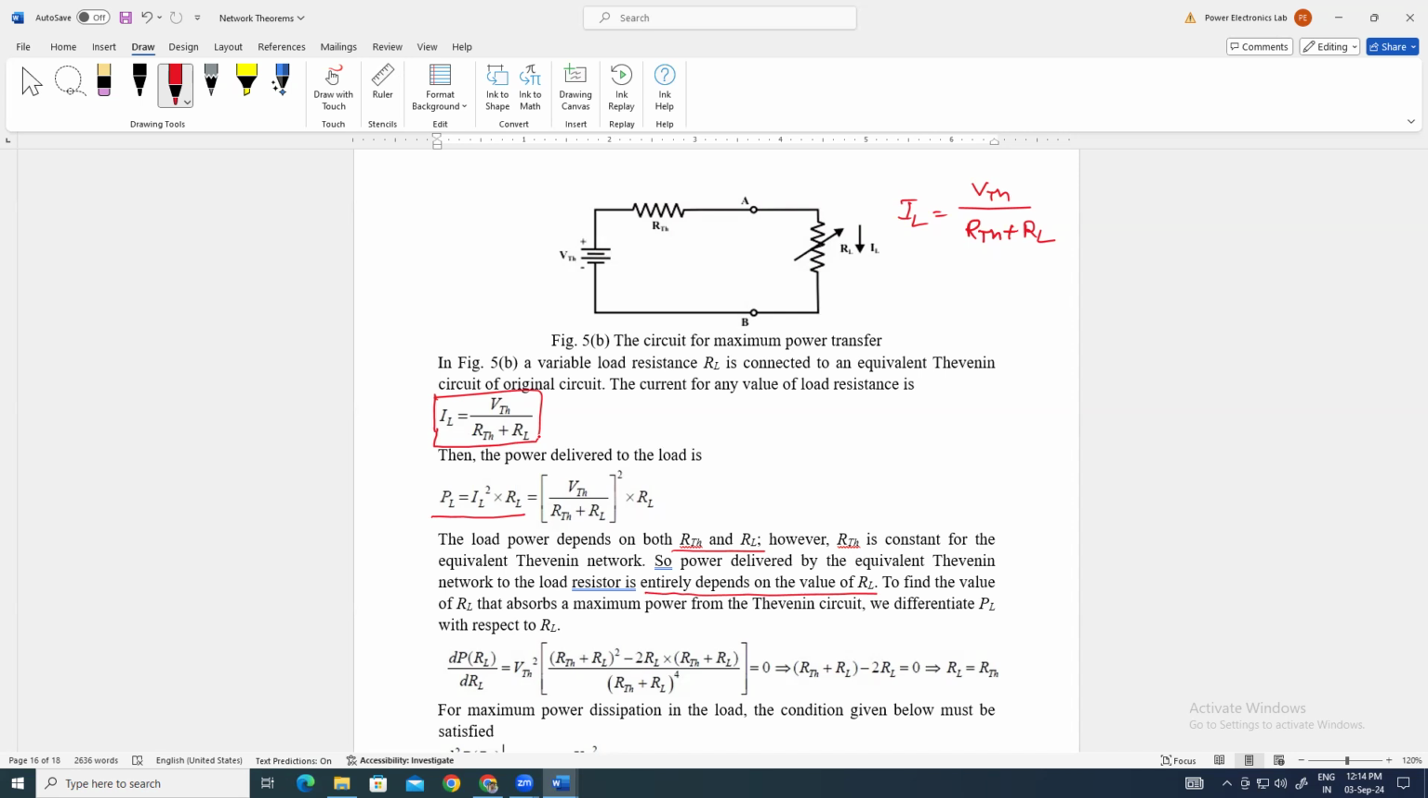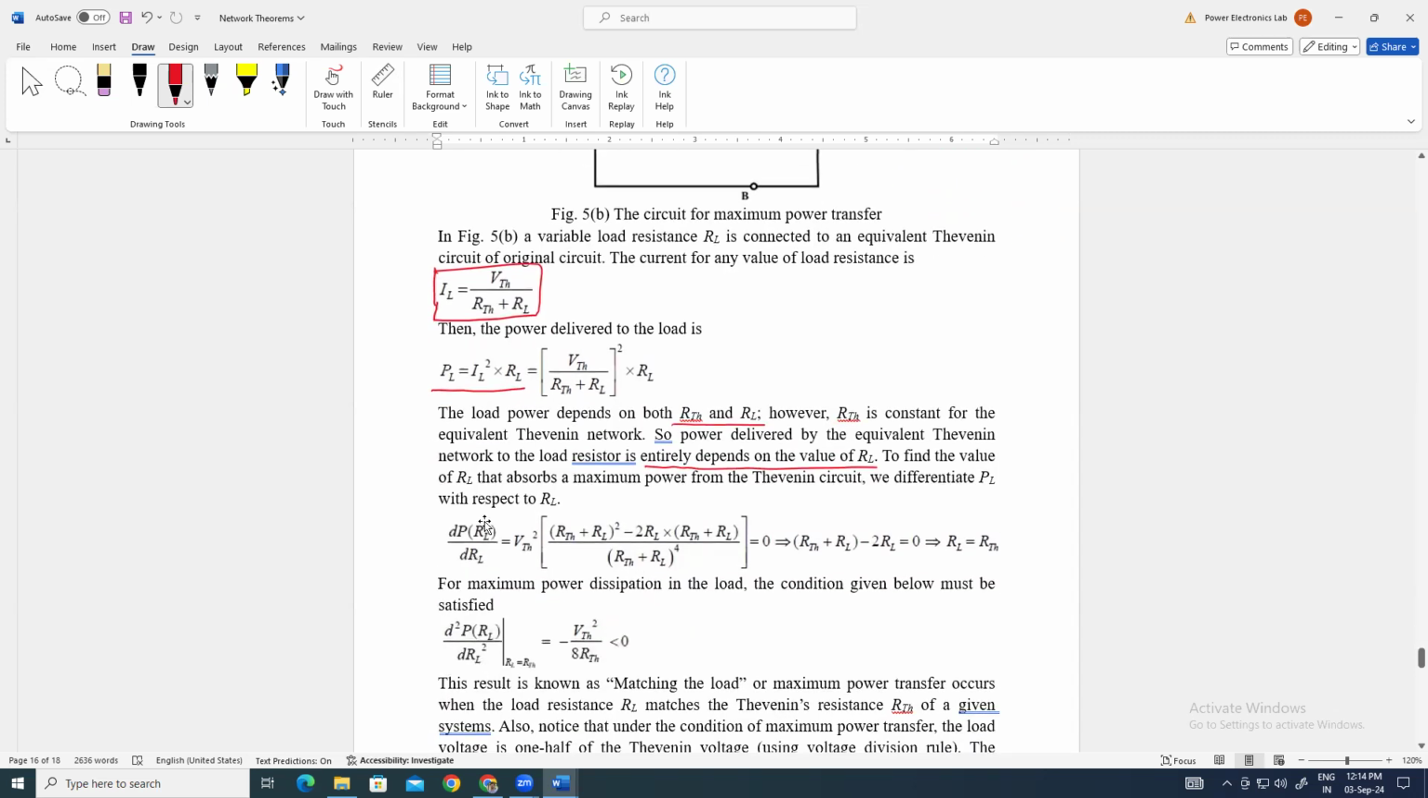To maximize the power, we know that we have to use the maxima-minima principle. For that, we have to differentiate the load power with respect to the variable. And what is the variable here? The variable is the load resistor. So that's why we differentiate dPL divided by dRL, with respect to the variable, that is the load resistor RL. If we expand, this will be VTH square RL divided by RTH plus RL whole square.